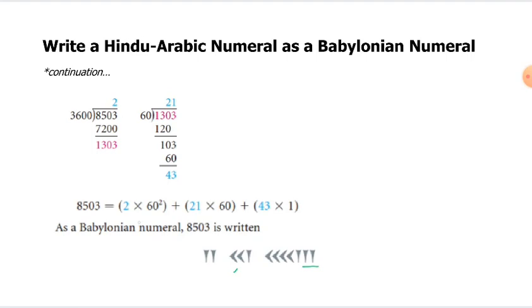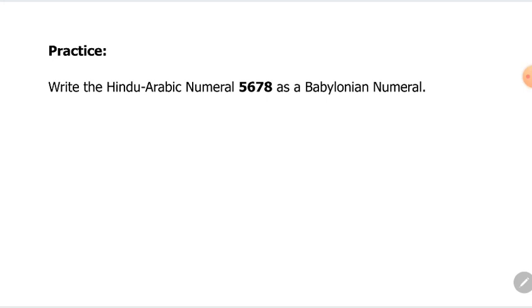So how do we write that? 2 times 60 squared, and then 21 60s and 43 ones. So in symbol form, since you have 43 ones, 1, 2, 3, and 4, you will use 4 V's, remember? Each V amounts to 10. And then 3 of the wedges to get 43. 21, 2 V's and 1 wedge. And then 2, well, that's just 2 wedges. Okay? Now let's have another example.